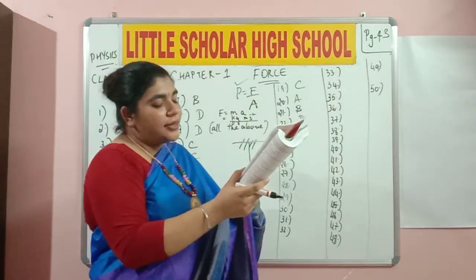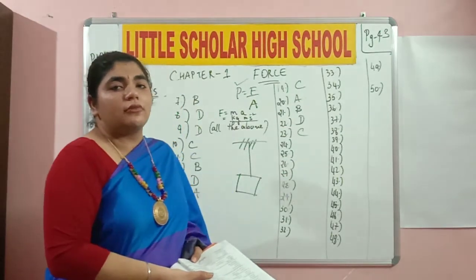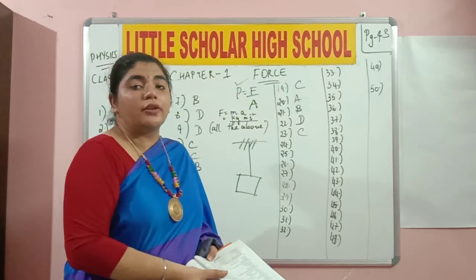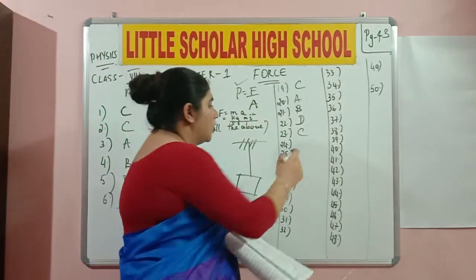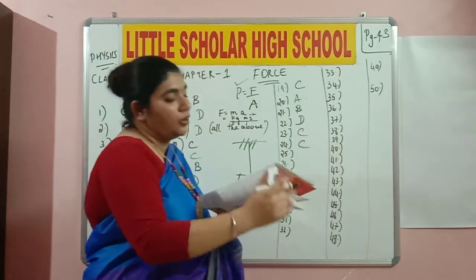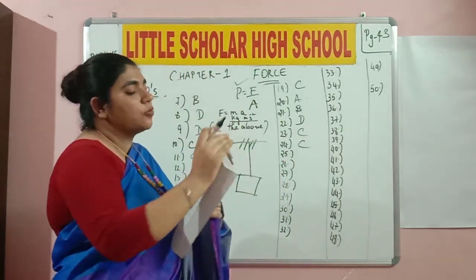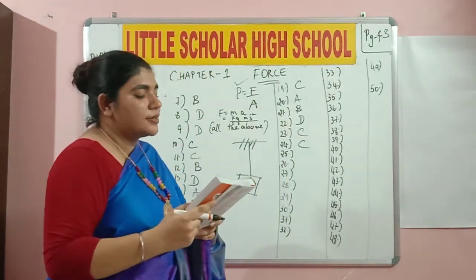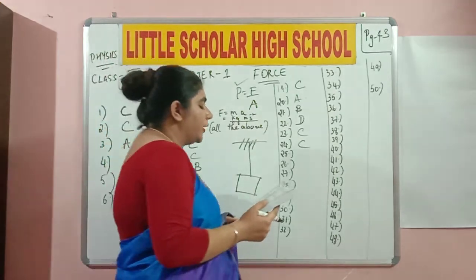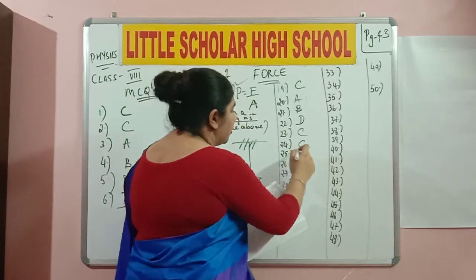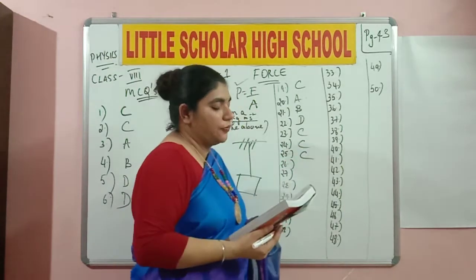24th, for the body at rest, the net force is nothing. The body is not moving. There is no net force acting on it. So it is 0. C. 25th, for a body at motion, the net force is, what is it? Is it 0? No, it is never going to be equal to 0. It is option C, not equal to 0.